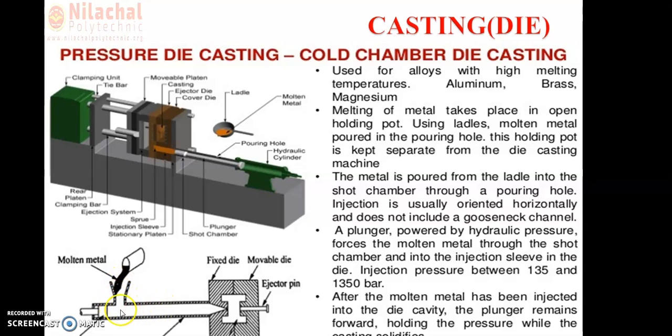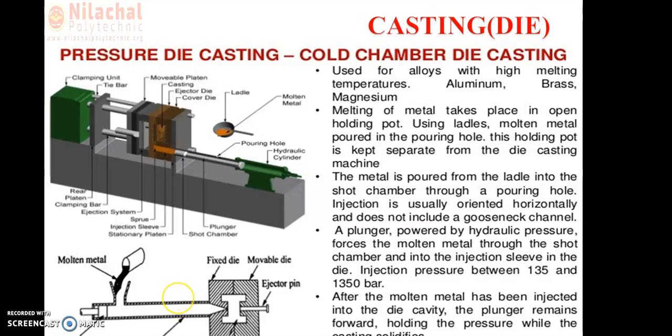After this, the die is closed and all cross are locked in position. Then the ram forces this molten metal to flow into this die. The pressure required to force metal into the die is of the order of 200 to 2000 kg per centimeter square, and hence high squeezing action is exerted on the metal while it solidifies.